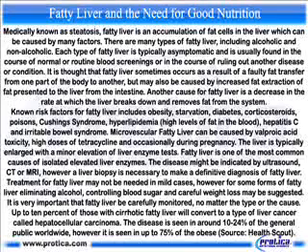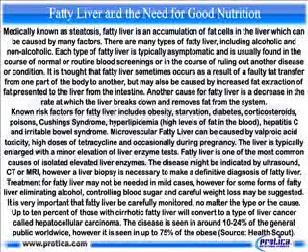It is thought that fatty liver sometimes occurs as a result of a faulty fat transfer from one part of the body to another, but may also be caused by increased extraction of fat presented to the liver from the intestine. Another cause for fatty liver is a decrease in the rate at which the liver breaks down and removes fat from the system.